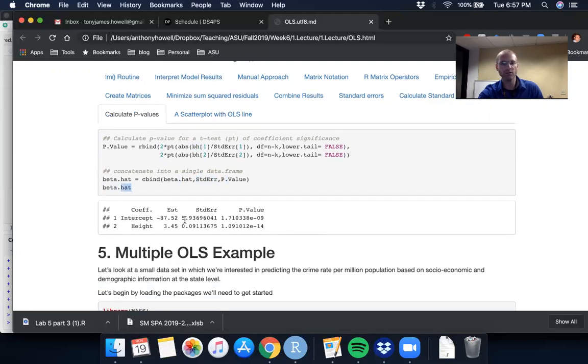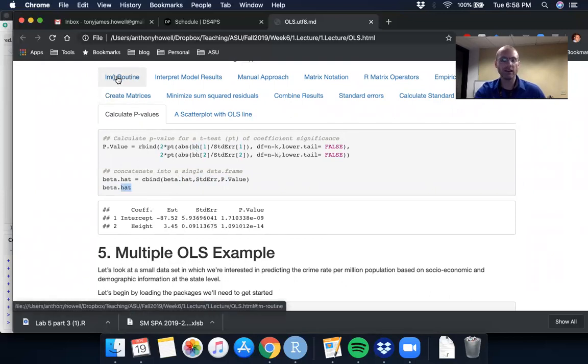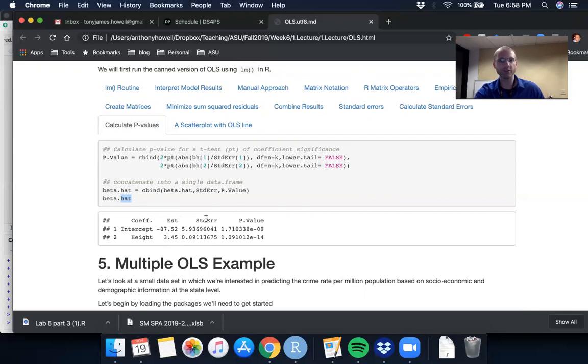And again, we will essentially replicate what our canned routine regression model does for us. And we can see the p-values are essentially 0. So they're very highly statistically significant. These effects of height on weight are statistically significantly different from 0.